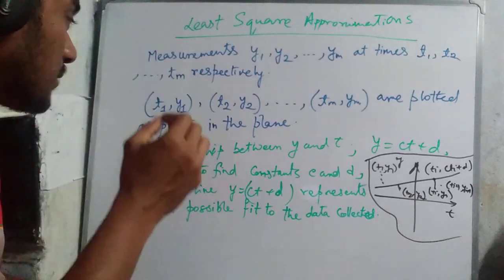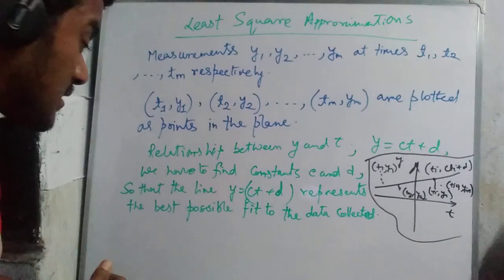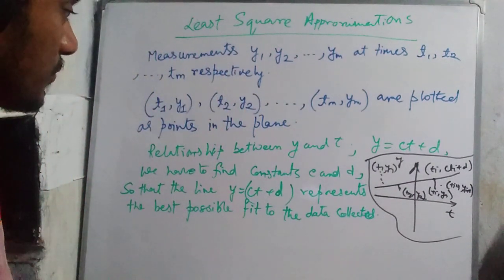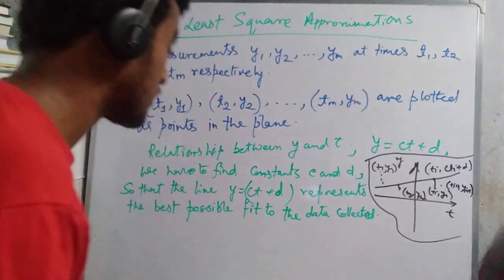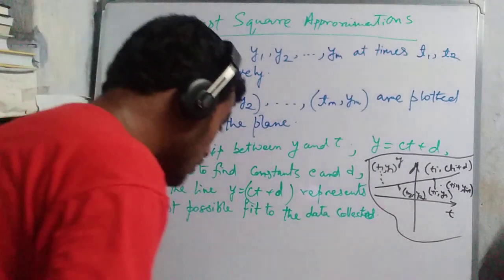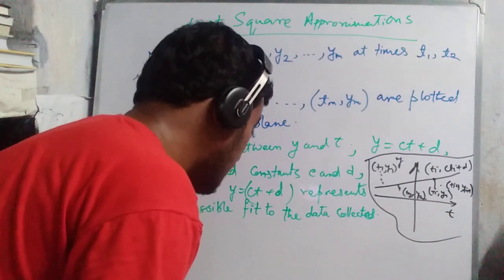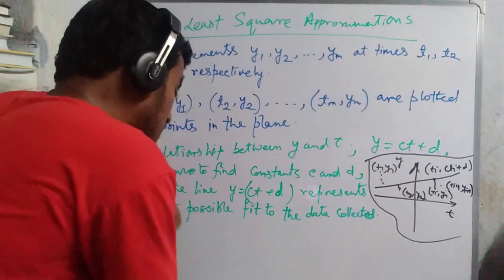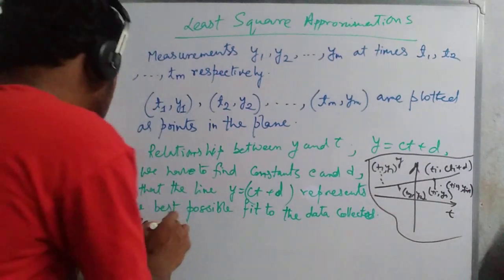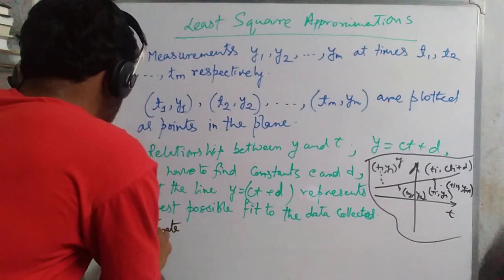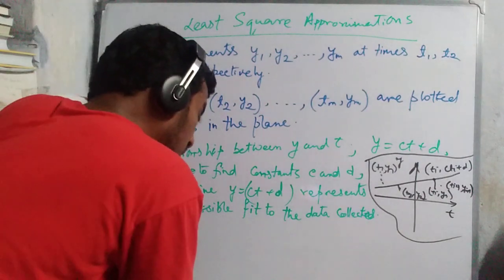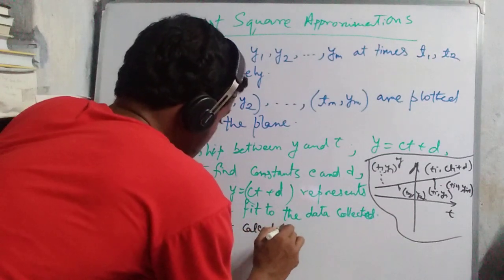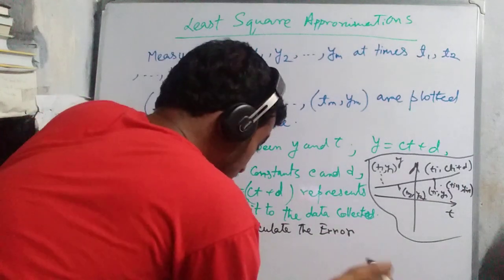We assume a straight line which obviously fits this collection of data. This represents the best possible fit to the data collected. Now, when we estimate the fit, some error is found. To calculate the error e, we estimate the fit.